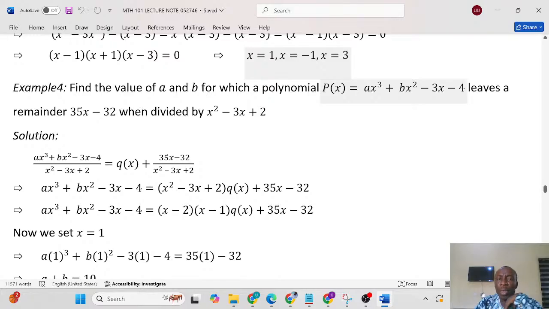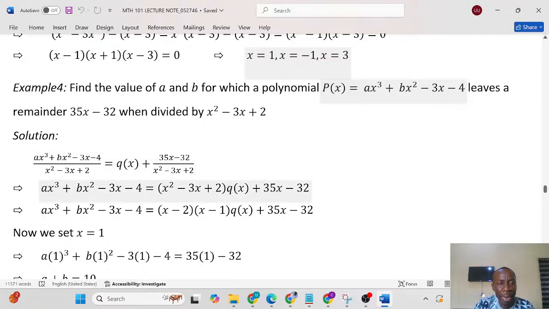Now, example 4 says, find the value of a and b, for which the polynomial p of x equals ax cubed plus bx squared minus 3x minus 4 leaves a remainder of 35x minus 32 when divided by x squared minus 3x plus 2. So if you look at this, if you divide ax cubed plus bx squared minus 3x minus 4 by x squared minus 3x plus 2, it will give us the quotient plus the remainder, 35x minus 32, divided by x squared minus 3x plus 2.